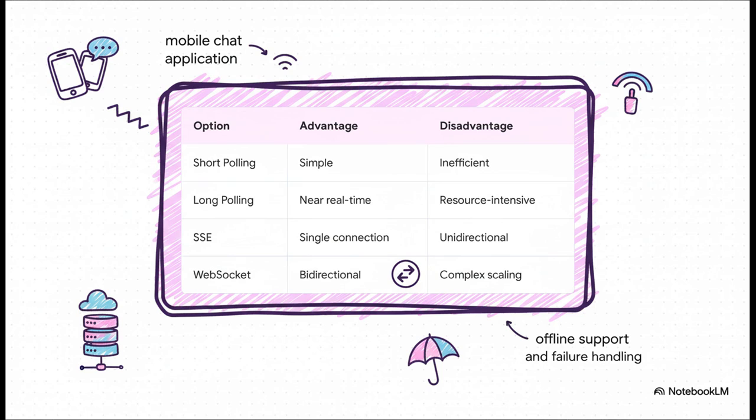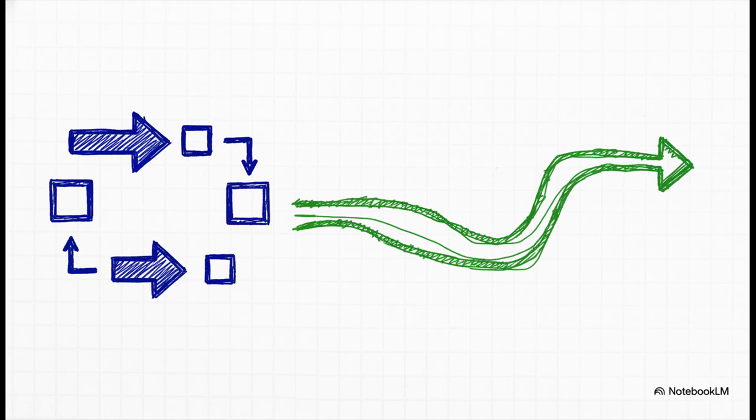So this table kind of lays all our cards on the table. We've got the polling methods we just talked about, but also some more advanced options. You've got server-sent events, or SSE, which is like a one-way street for the server to push data down to us. And then you have WebSockets, which are the real deal, a true two-way highway for instant back-and-forth communication. After looking at all the pros and cons, the answer becomes pretty clear. The best solution isn't just one of these things. It's a hybrid.